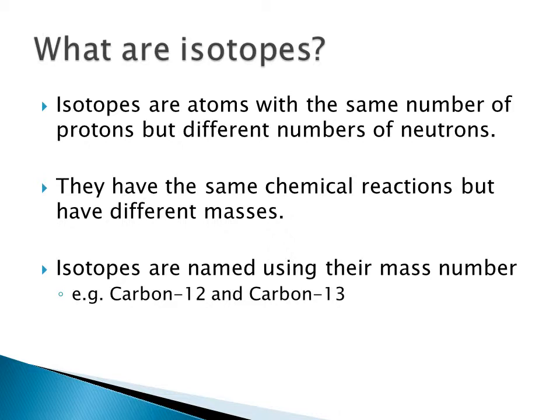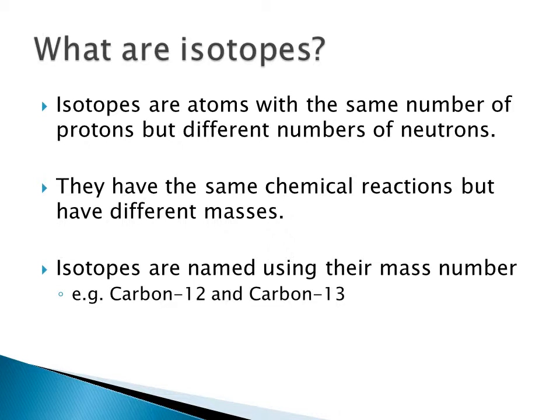We normally give them names using their mass number. So for instance, the normal carbon atom that you find on the periodic table, and the type that 99% of all carbon atoms are, is known as carbon 12. So carbon 12 has a total mass of 12. That's because it has 6 protons and 6 neutrons.